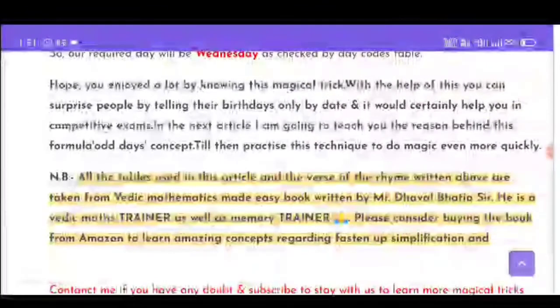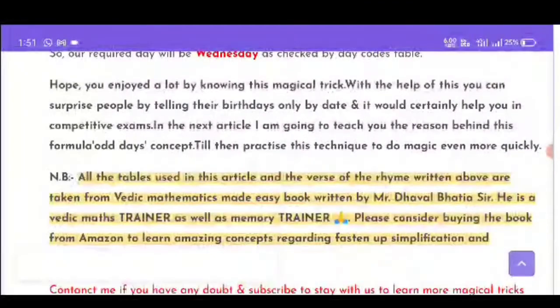Because in a normal ordinary year there are 52 weeks and 1 odd day remains. Odd days means the number of days left over to make a complete week. Till then, practice this technique to do magic even more quickly.